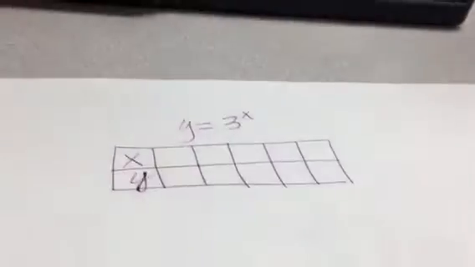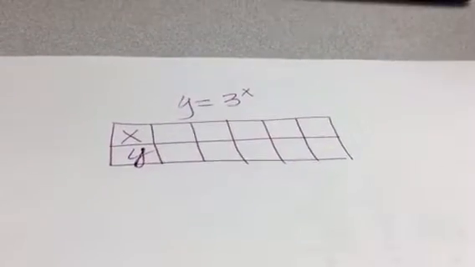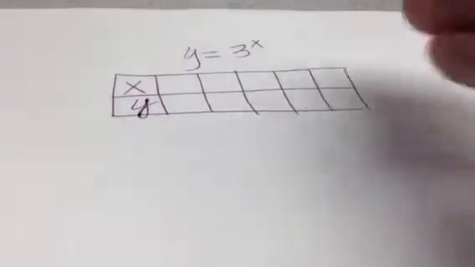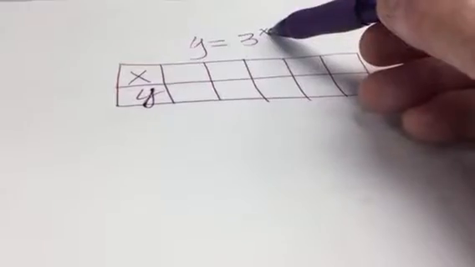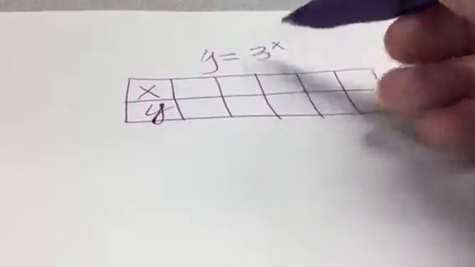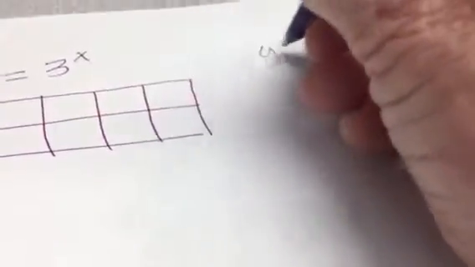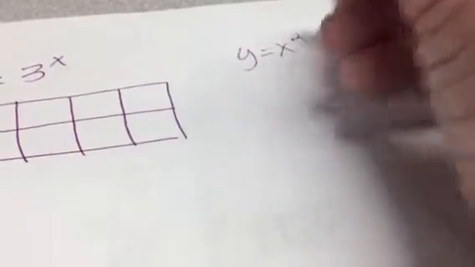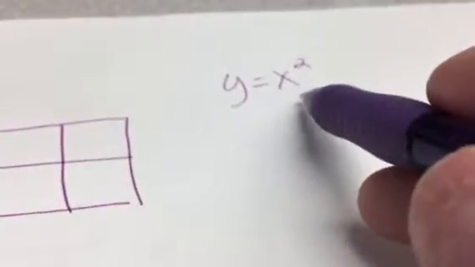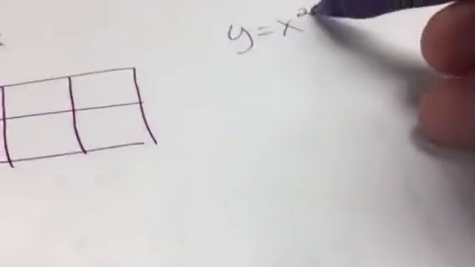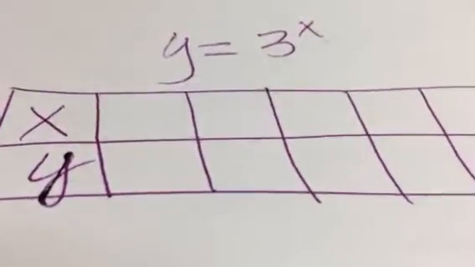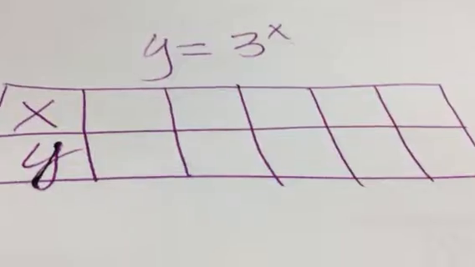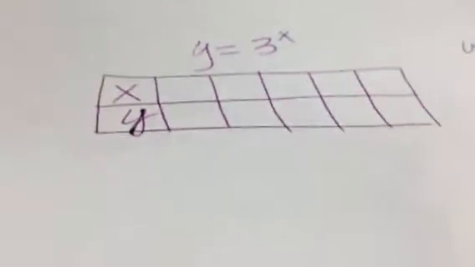In this video, I'm going to show you how to graph exponential functions. This is an exponential function because it has an x as an exponent. This y equals x squared is not an exponential function because the exponent is a number. But here, it's an actual exponent with an x. Okay, so to do this, I want you to be able to graph this equation.